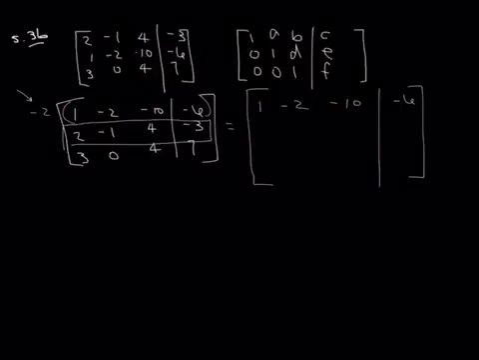row. Okay, so if I multiply -2 times 1, I get -2. -2 plus 2 is, and we'll do this in red, 0. -2 times -2 is 4, minus 1 is 3. -2 times -10 is 20, plus 4 is 24. -2 times -6 is positive 12, minus 3 is 9.